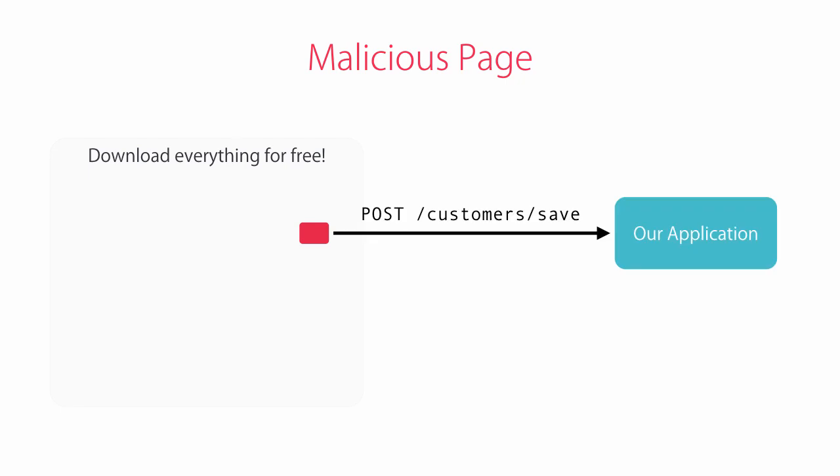Now imagine I'm a hacker. I can trick this user to visit a malicious page I have created. On this page, I can put an image or an iframe and write a little bit of JavaScript code. So when the page is loaded, it will send an HTTP post request to our endpoint. What do you think is going to happen? Because this user has an active session on our website, this request will be successfully executed on his behalf.